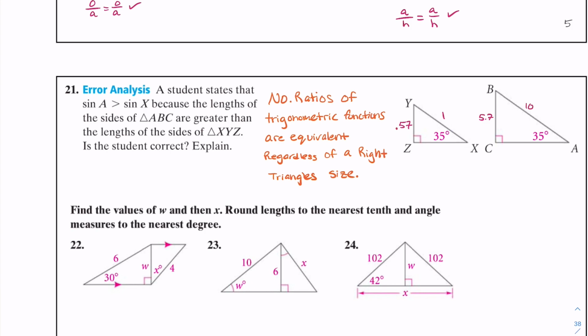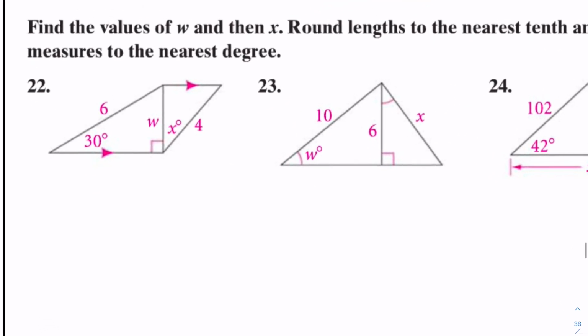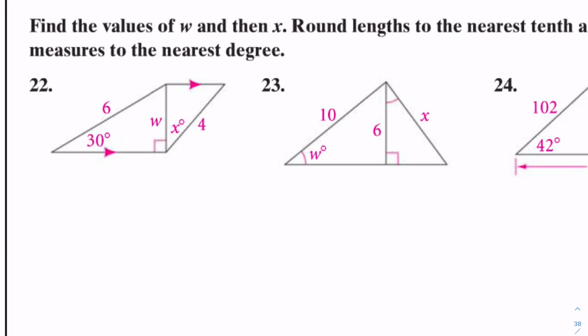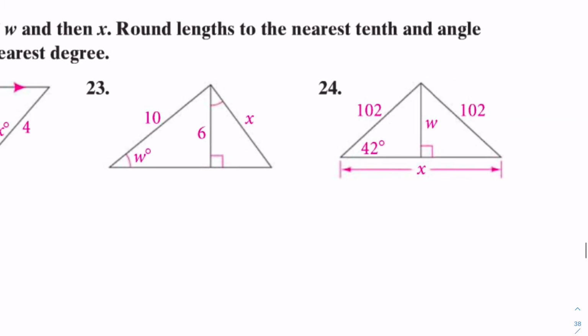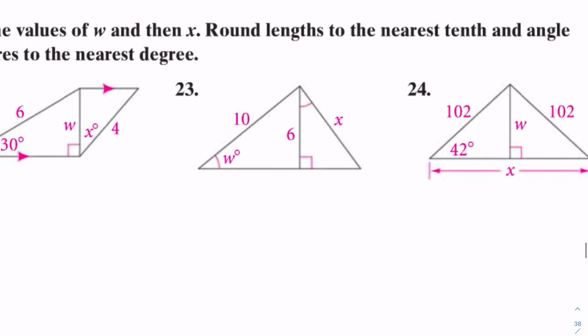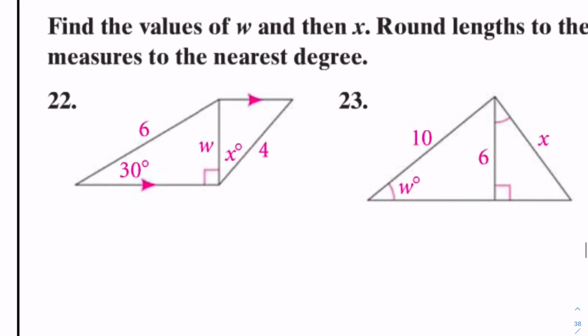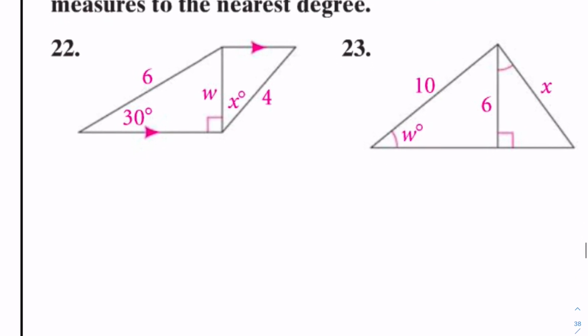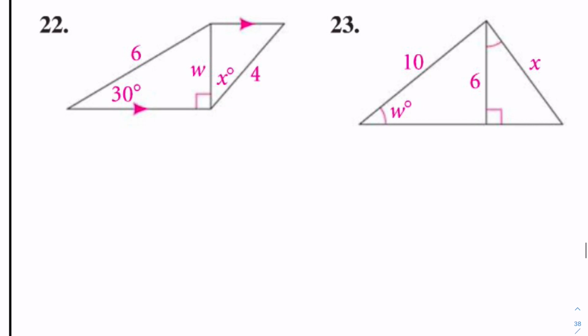All right, so this next one, find the values of w and then of x. Round the lengths to the nearest tenth and angle measures to the nearest degree. Okay, so what I'm going to do here is, now this is a 30, 60, 90. So you might go right away, oh, if that's 6, that's the hypotenuse. Opposite the 30 has to be half of that, which will be 3. That's fine, but I'm going to use trig to show you.